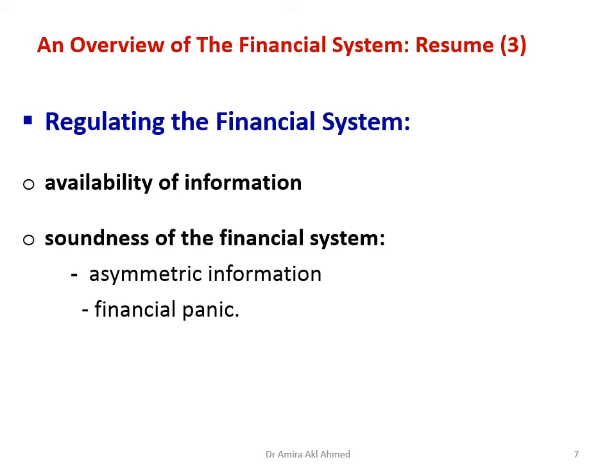First, regulations aim to increase the availability of information. The presence of asymmetric information among participants of the financial system can lead to widespread collapse of financial intermediaries, which is termed a financial panic. If providers of funds to financial intermediaries have doubts about the overall health of financial intermediaries, they may want to pull their funds out of both sound and unsound institutions. Thus, governments regulate financial markets and institutions with the aim of ensuring the soundness of the financial system.